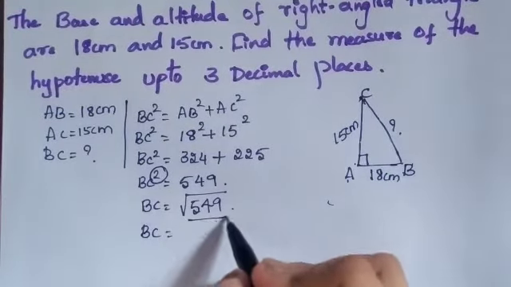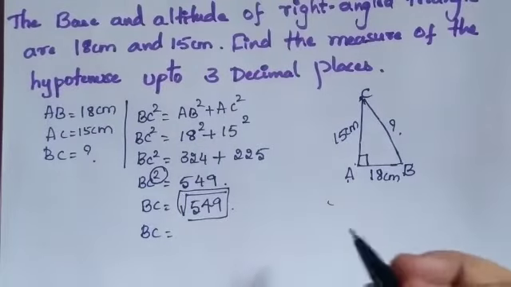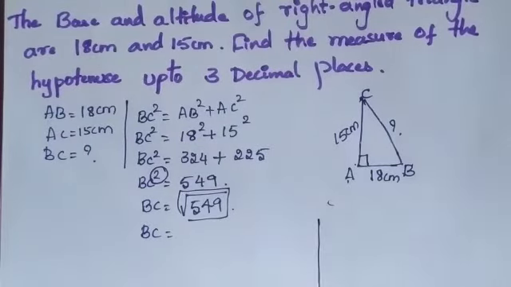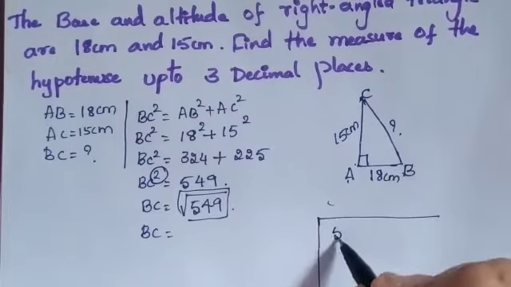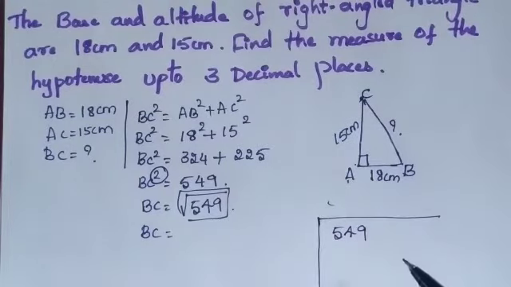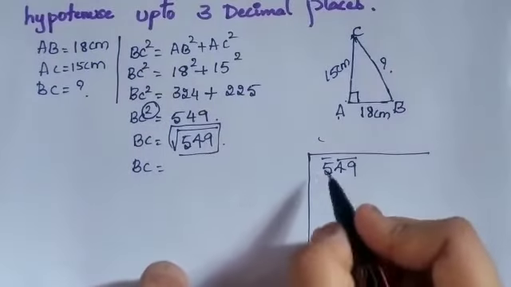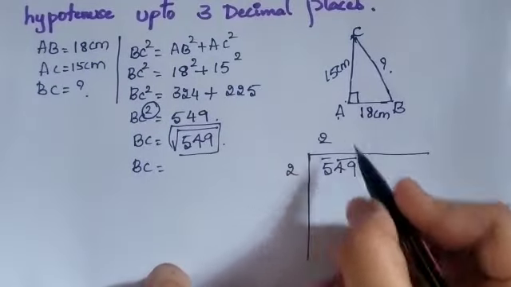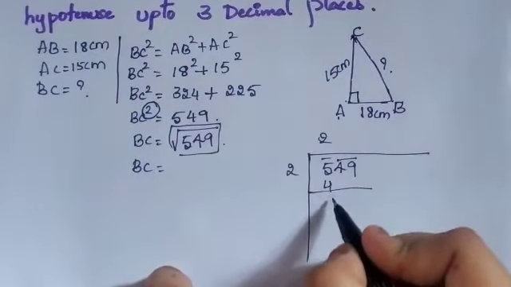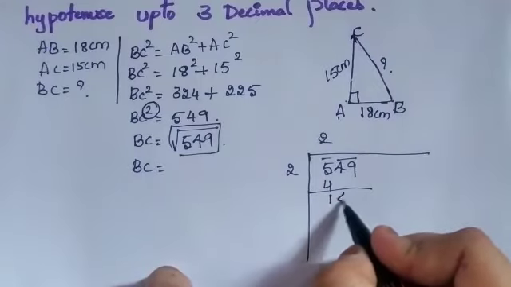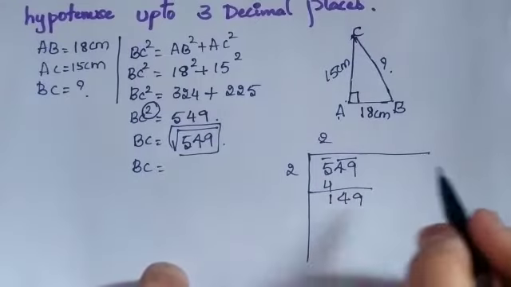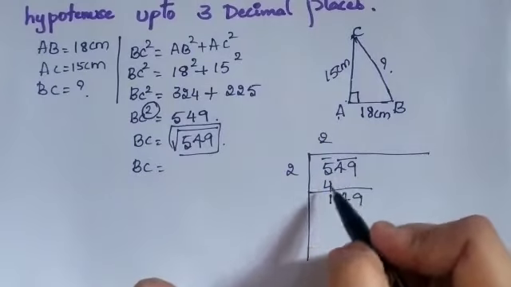How are we going to find this? By the division method. Let me do the division method here. 549. Let me do the pairing here. 49 is one pair. 5 is another pair here. So for 5, 2 2s are 4, so 1 remaining, and 49 as it is. Remember, there is no decimal point here.